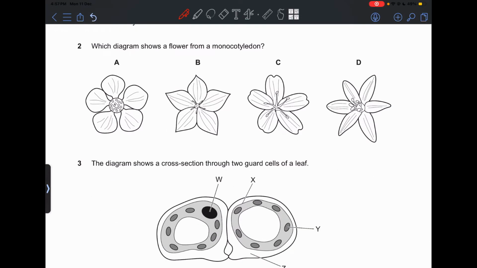Number 2, which diagram shows a flower from a monocotyledon? So we know monocotyledon has one seed, and they also have narrow leaves or petals. They look like this. They also have parallel veins, and they have petals or leaves in multiples of 3, so that means it can be 3, 6, or 9. So actually all of this fits the description of D. We can see that it has narrow leaves and parallel veins, and it also has 6 petals, which is a multiple of 3.